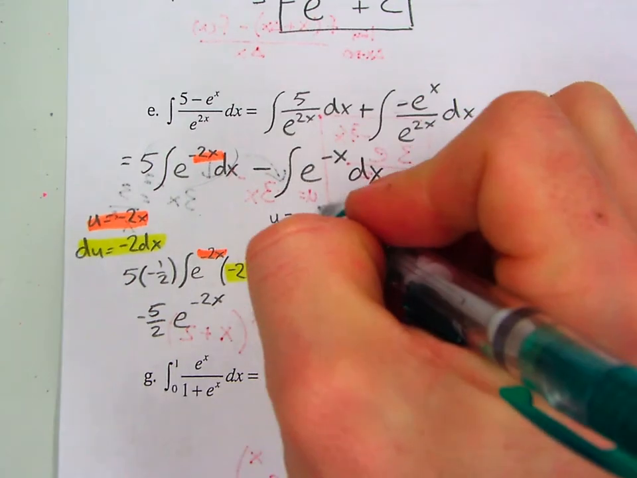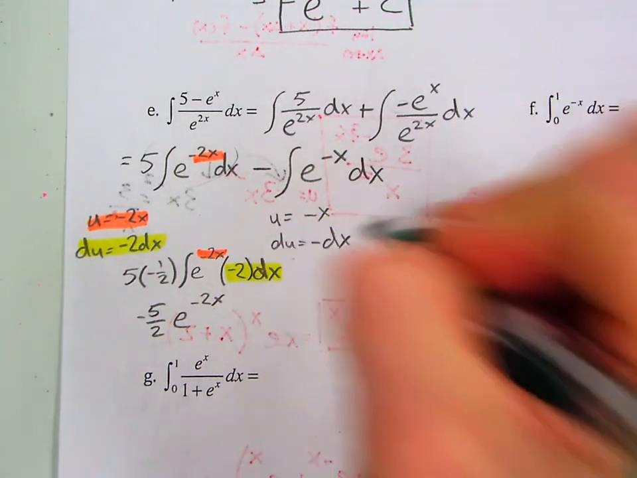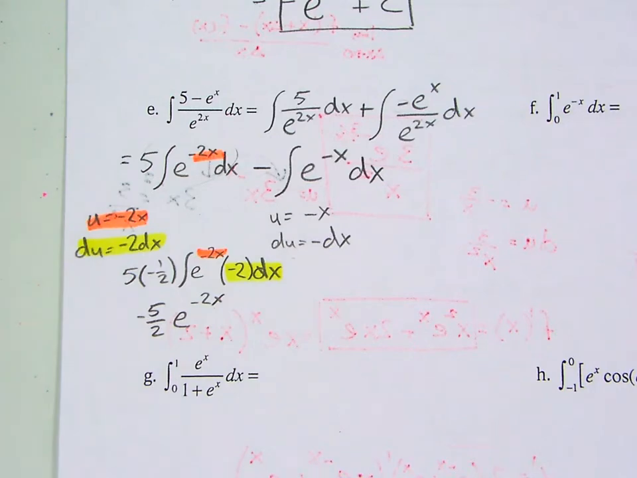Okay, for the next side, u is negative x, du is negative dx. Plus C at the end. We're going to do plus C at the end, because if we add two constants together, we still have a constant.